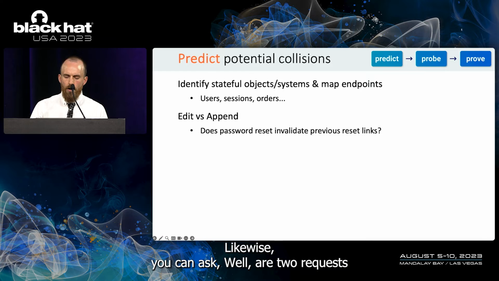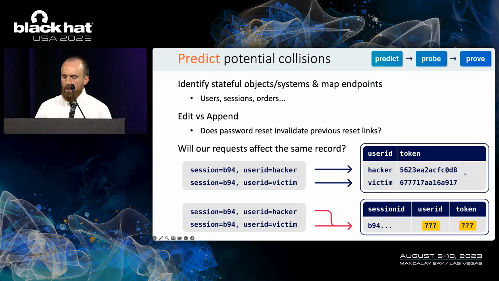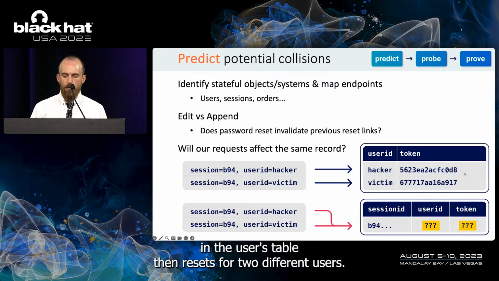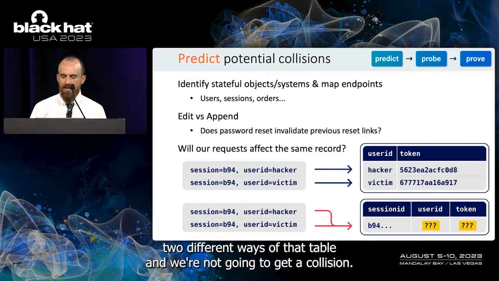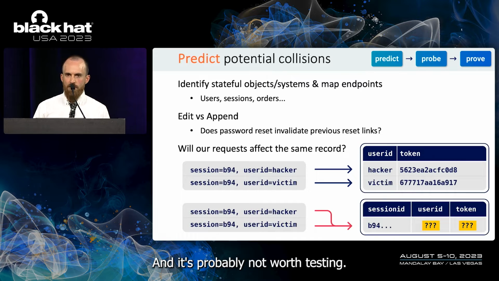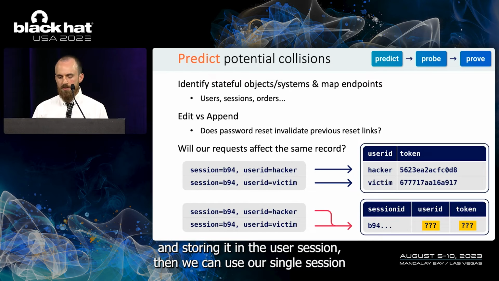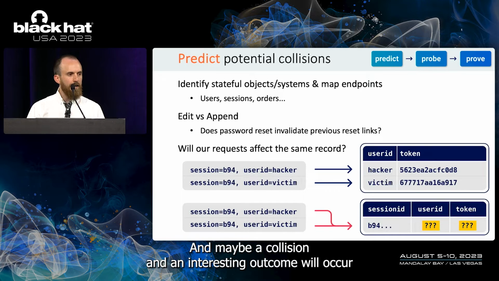Likewise, you can ask, are our 2 requests going to edit the same record in the database? If a password reset system is storing tokens in the users table, then resets for 2 different users are going to edit 2 different rows of that table, and we're not going to get a collision, and it's probably not worth testing. Meanwhile, if they're doing something like generating a pin and storing it in the user session, then we can use our single session to cause resets for 2 different users at the same time, and maybe a collision and an interesting outcome will occur.